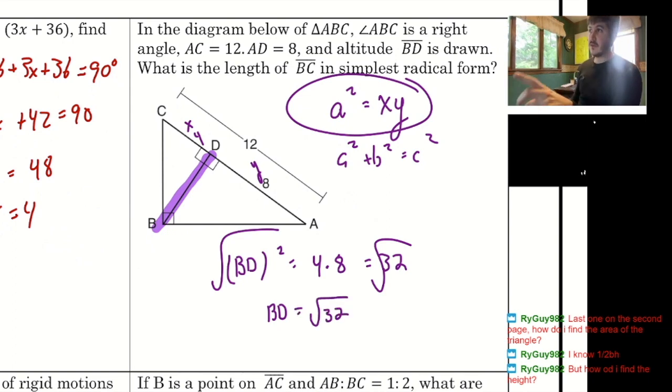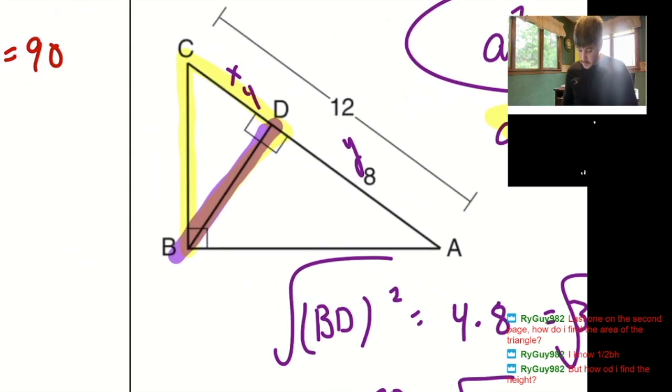That's not the answer, though, because that's BD. They want the length of BC. But I can now use Pythagorean theorem down here with this right triangle right here and find the hypotenuse that way, because this is the square root of 32. So I'm just going to plug in the Pythagorean theorem. I got the square root of 32 squared plus 4 squared equals whatever BC squared is.